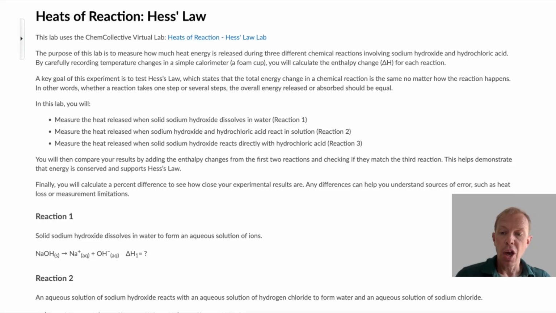acid. You're going to compare the results by adding up the enthalpy changes from the first 2 reactions, reaction 1 and reaction 2, and checking if they match the third reaction, or reaction number 3. This is going to demonstrate that energy is conserved, and it's going to support Hess's law. Finally, we're going to calculate the percent difference to see how close your experimental results are, and any differences will help you understand sources of error such as heat loss or some measurement limitations.